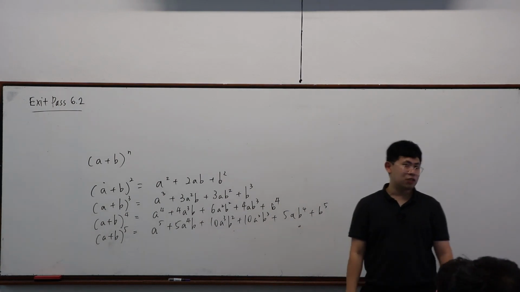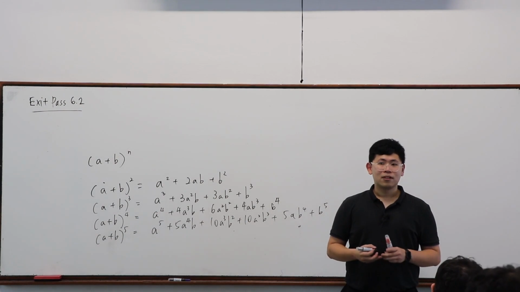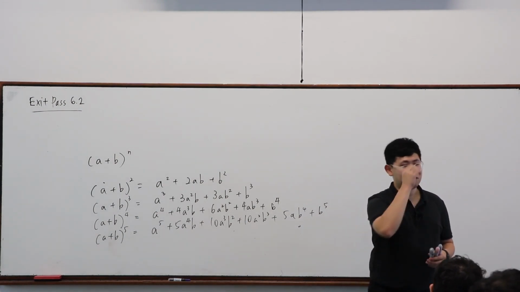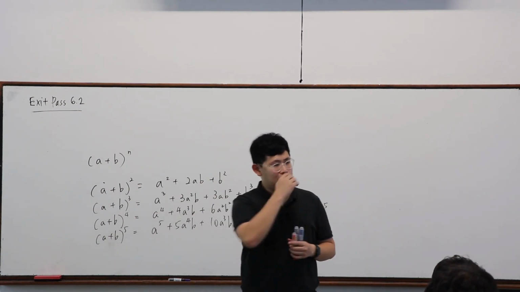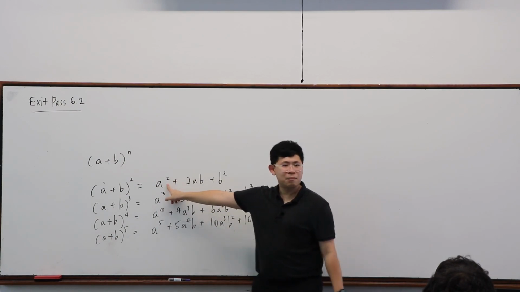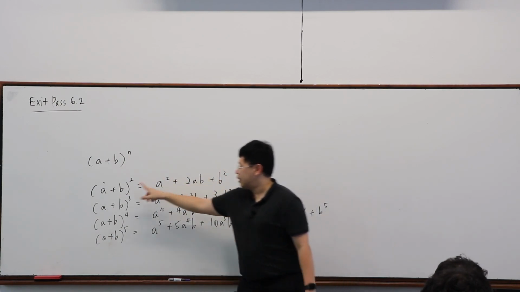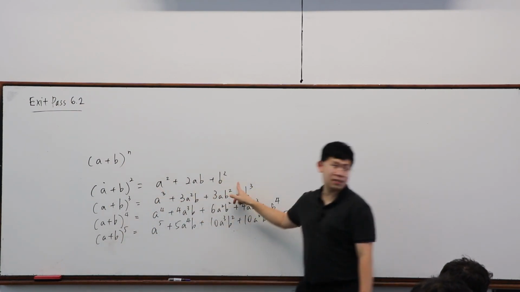You can do these things very fast with the binomial theorem. So the feature of the binomial theorem is that when you expand this, you notice the first term and the last term are always a power n and b power n. For a power 5, it is a power 5 and b power 5. This is the first and last term.